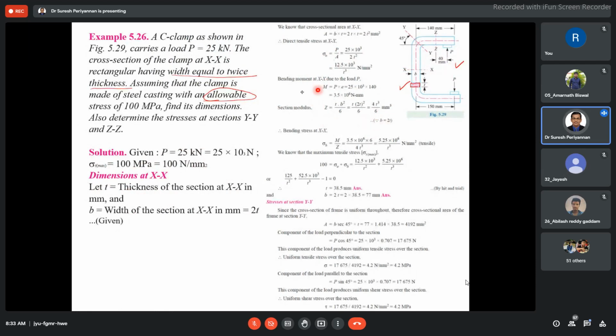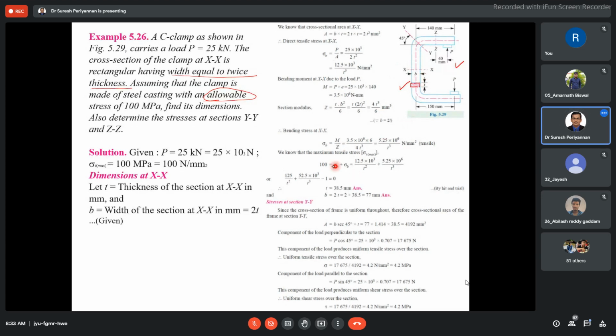Okay, and now see here the bending moment. Here we have the vertical load and the horizontal distance. With the vertical load and a horizontal distance of 140 mm, we find the bending moment: 25 into 10 power 3 into 140 mm. This is the bending moment with respect to the vertical load in the section XX. Then this is the section modulus, you know, right? In terms of T, it is bd cubed by 12, and Z. Then we can find the bending stress along this section XX. This is tensile, and the direct stress is also tensile, right?